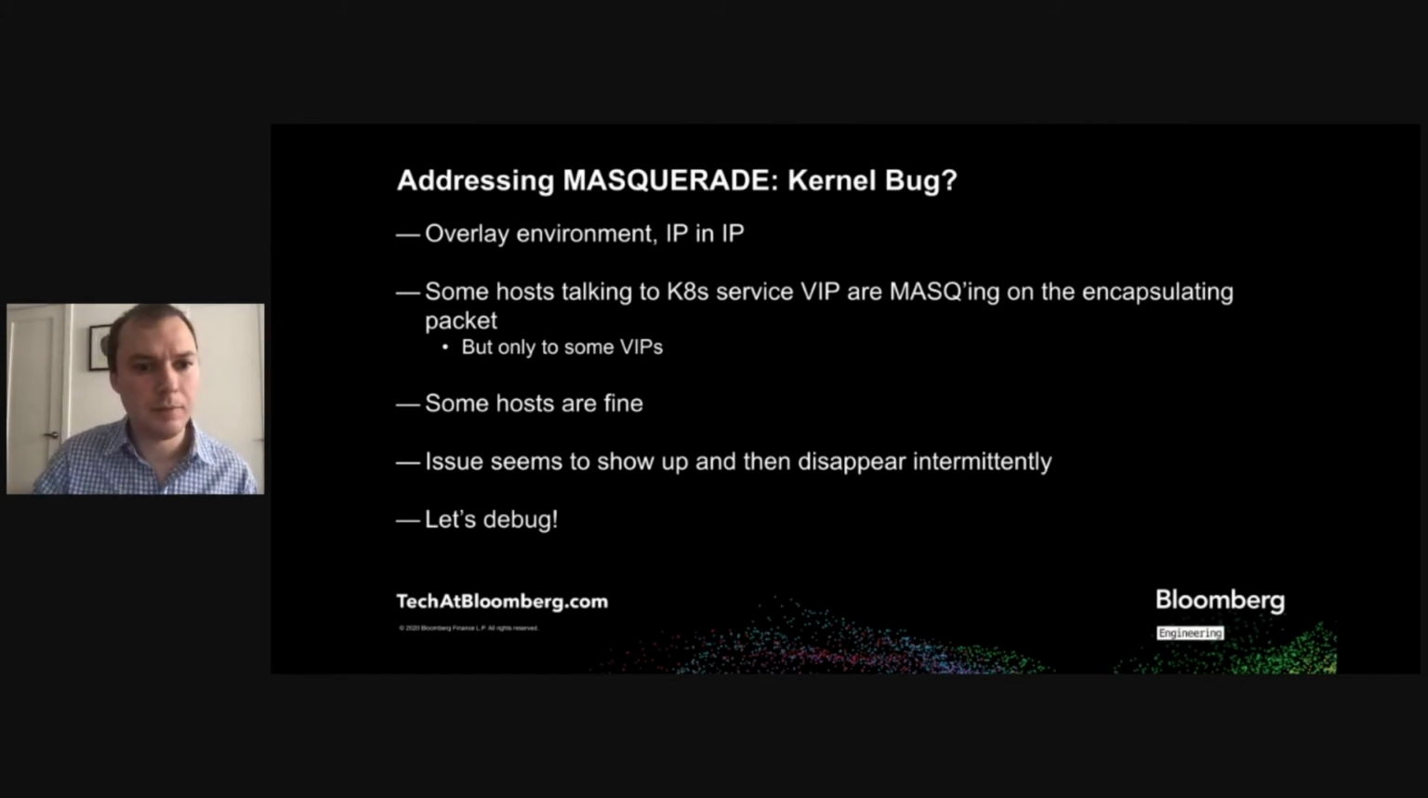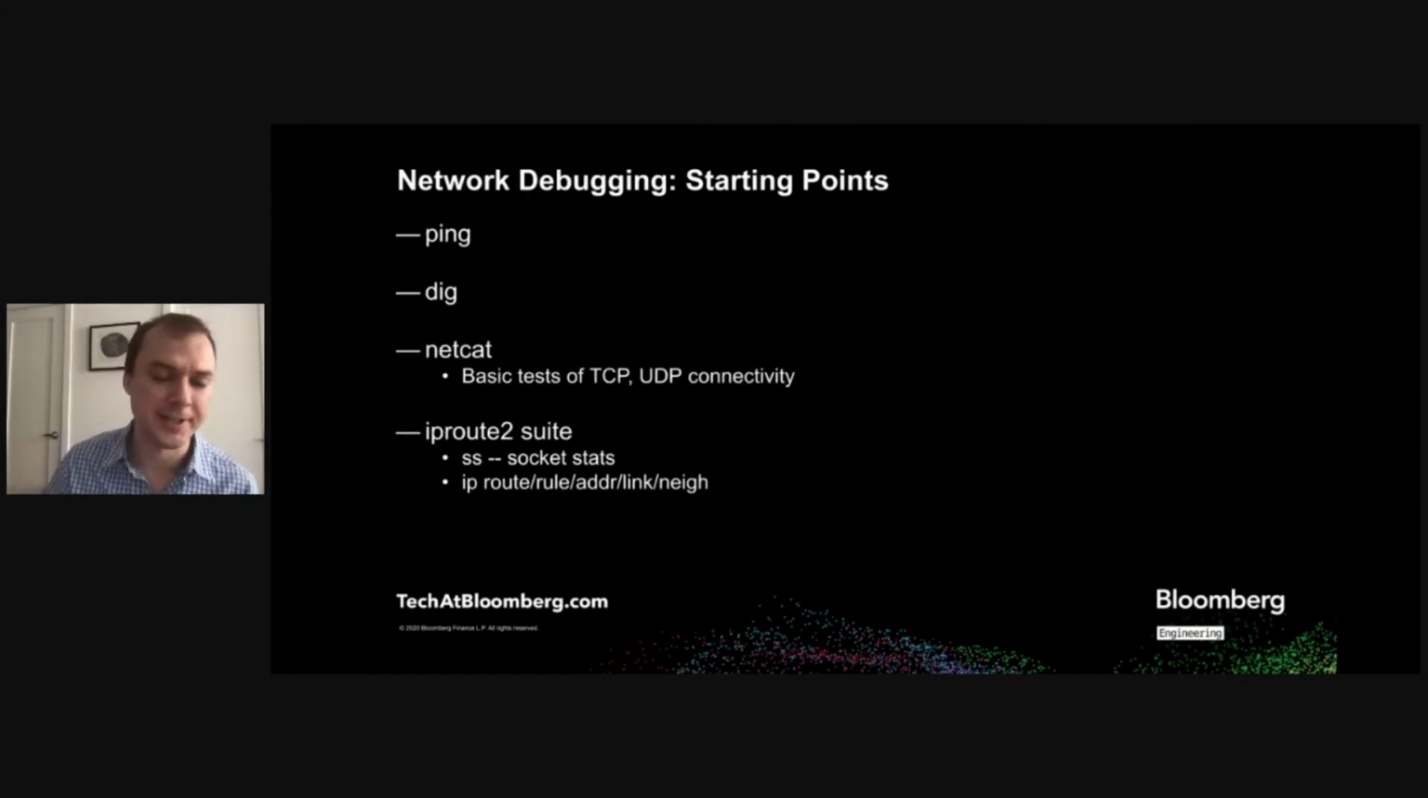In addressing pretty much any Kubernetes networking issue, the first tools I go to are ping, dig, netcat, and ip route. Ping for checking out routability to pod IPs, dig if it seems like there's something related to DNS, netcat for testing UDP or TCP connectivity, and then ip route too. So looking at how your routing is configured, looking at how the sockets are listening or not listening.